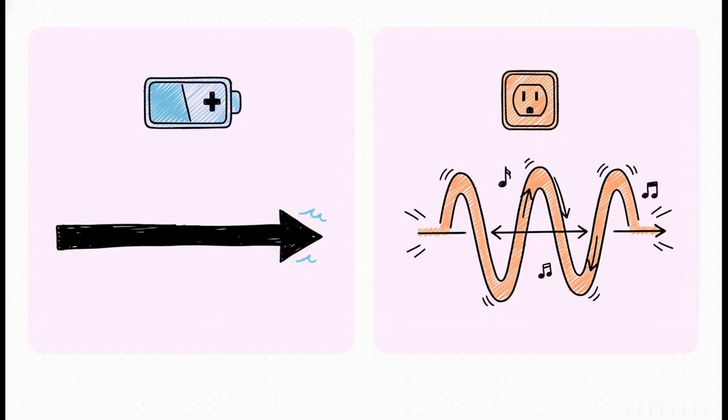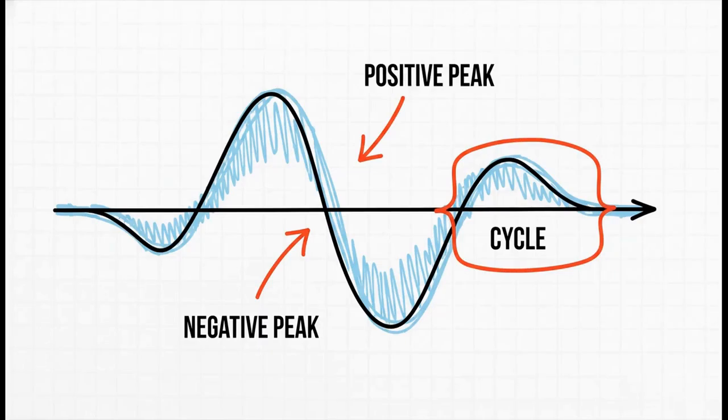It's a dance. And this is what that dance looks like on paper. It's called a sine wave. You can see how it smoothly rises up to a positive peak, swings back down through the middle, hits a negative peak, and then comes right back to the start. That whole up and down sequence, that's one single cycle of the dance.